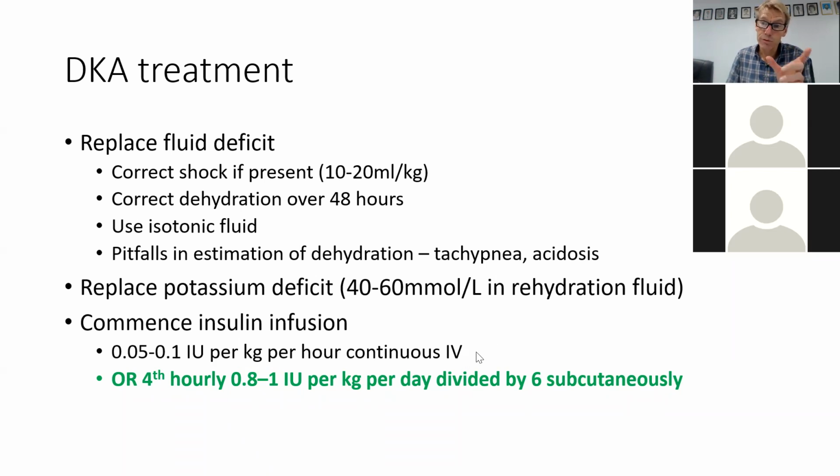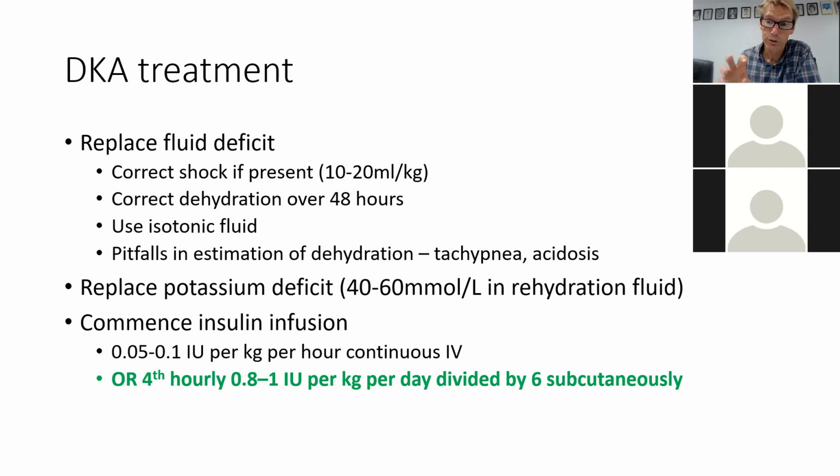Usually what you do is put 50 units in 50 mils. So 1 mil per hour is 1 unit of insulin per hour, and you can work it out based on the child's weight. For a 15-kilo child, if you run it at 1.5 mils per hour, they'll be getting 1.5 units per hour, which is 0.1 units per kilo per hour. You just need to do the calculation and then have somebody check it, because it's very dangerous if you get the calculation wrong.